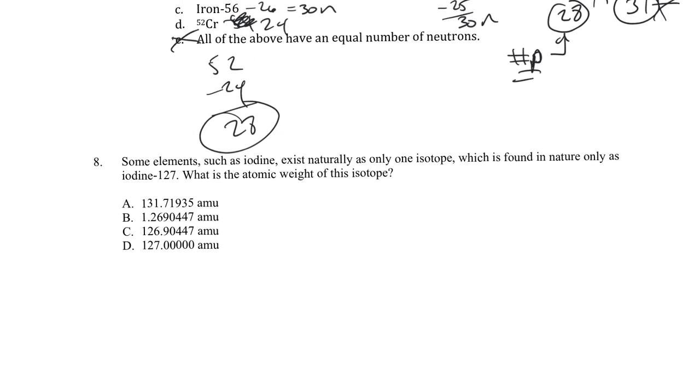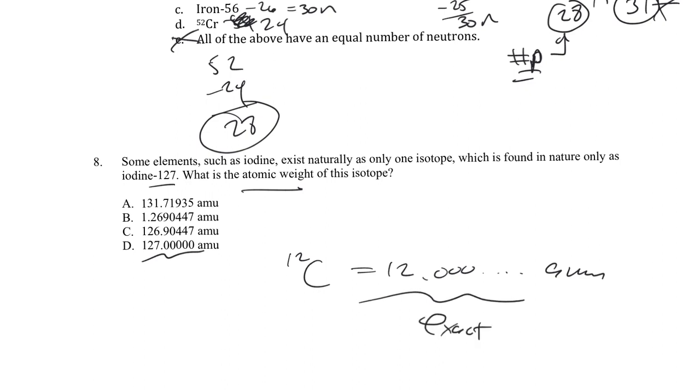So some elements like iodine exist naturally as just a single isotope, which is found in nature as iodine-127. What is the atomic weight of this isotope? It's not going to be likely exactly 127.0000. The only isotope that's exactly a bunch of zeros is carbon-12, because this is defined to be exactly 12 AMU. So the other ones aren't exact.